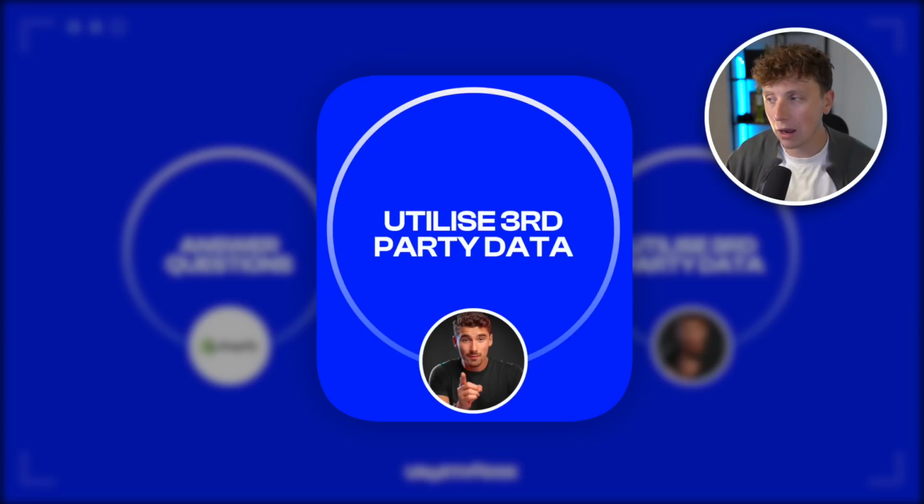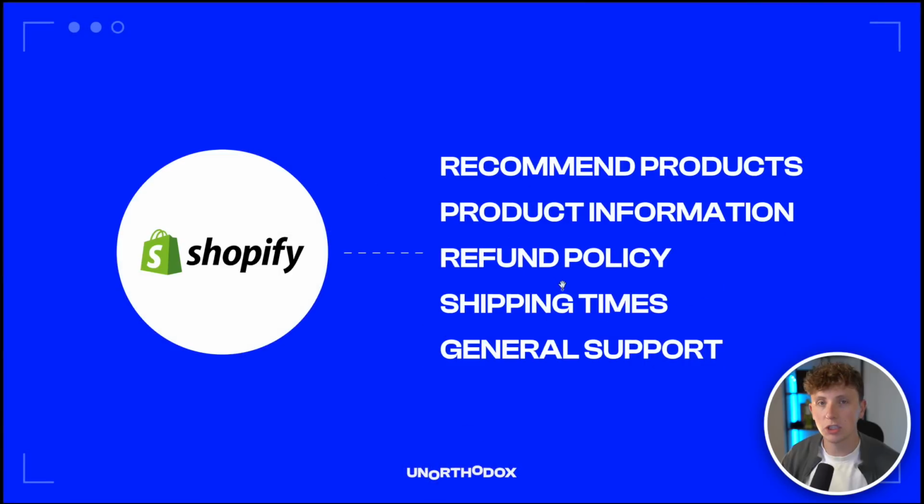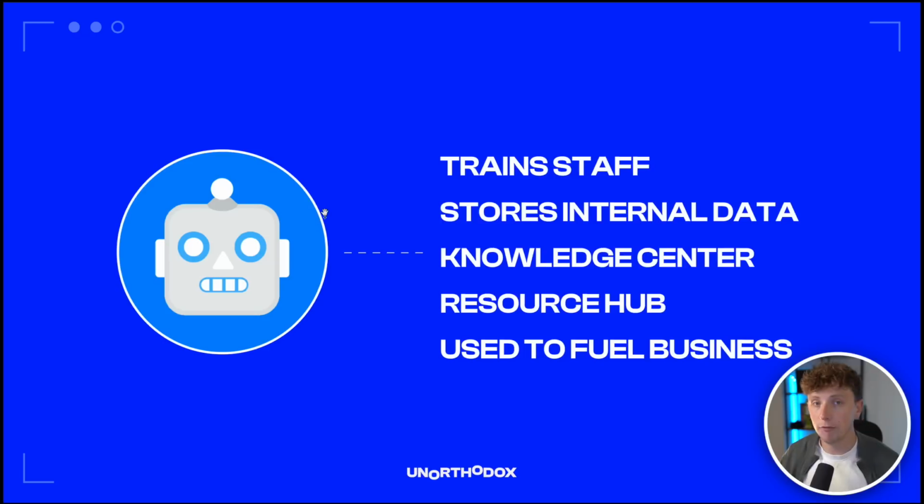Now in this video, I'm going to be showing you how you can do all 3 of these, and it should be very, very clear of what you need to do once we get started. So just quickly touching on what could this chatbot look like with a knowledge base that is based around questions and answers. If it's on a Shopify store, it could be recommending products, it could be giving product information, maybe it can help with refund policies, give people information about shipping times, and then just giving general support about the products that are on that website. For our internal bot, perhaps it could train staff, it could store internal data, it could be a knowledge center and a resource hub. And then that is then used to fuel that business behind the scenes. And instead of having to trawl through drawers and drawers of paperwork to find, oh, this is McCarthy's documentation from 2014.